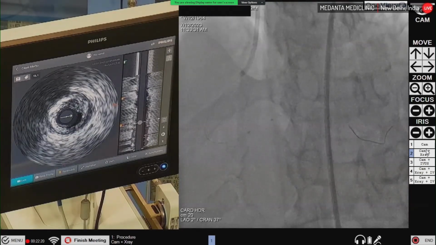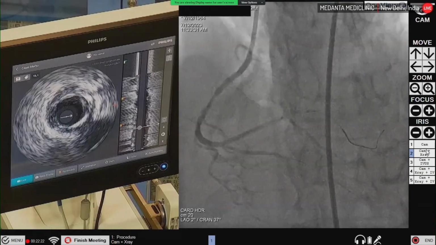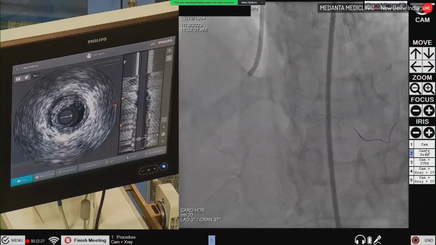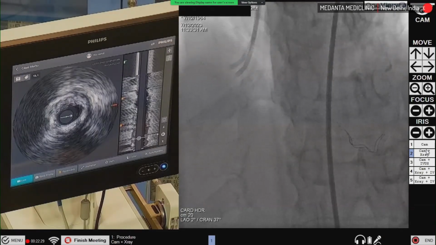And can you check? Yes. Next was IVUS, where it was. Connect.